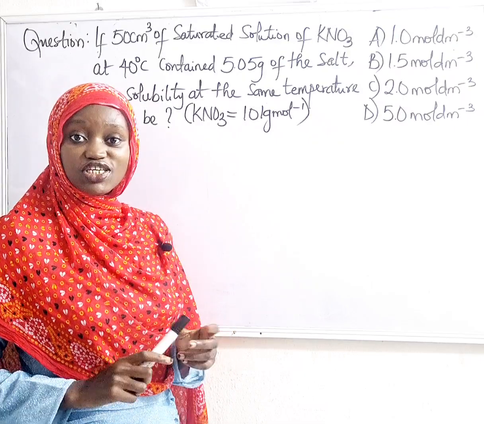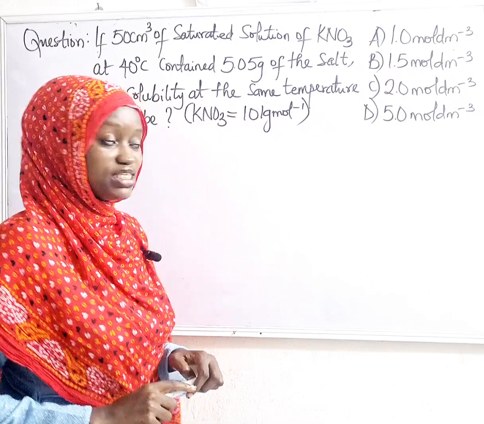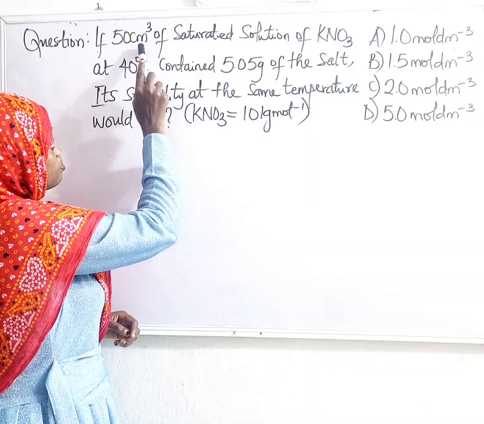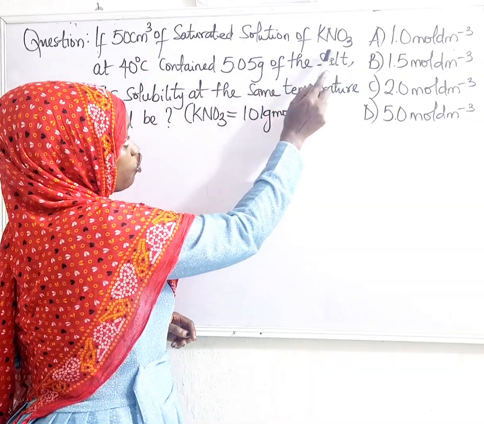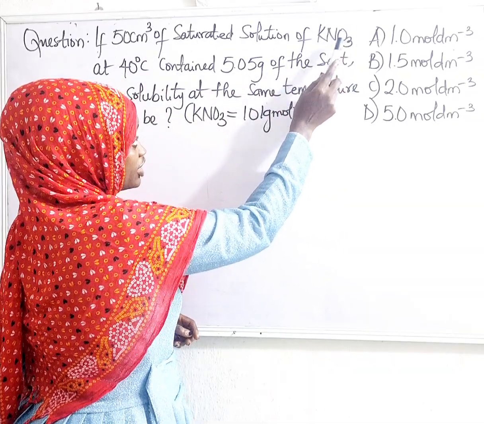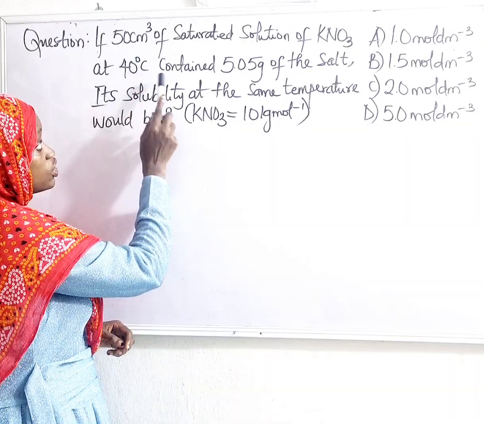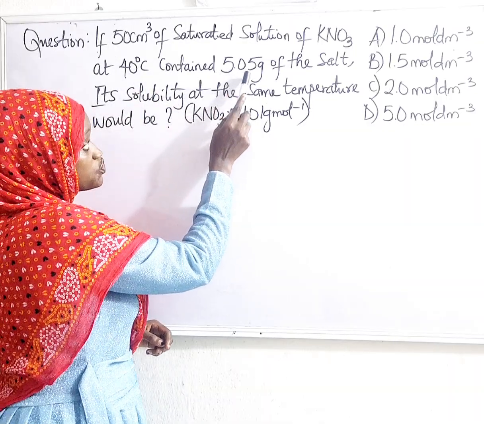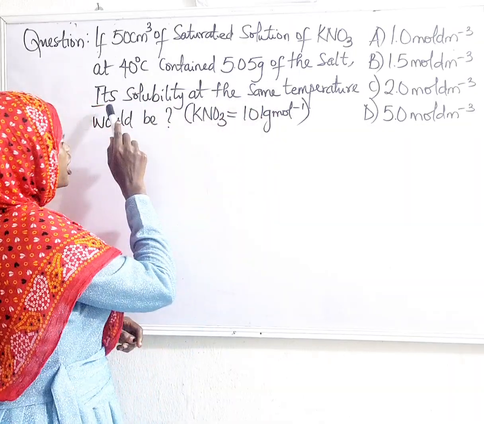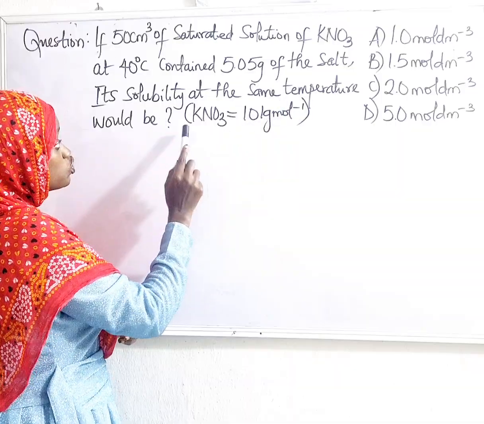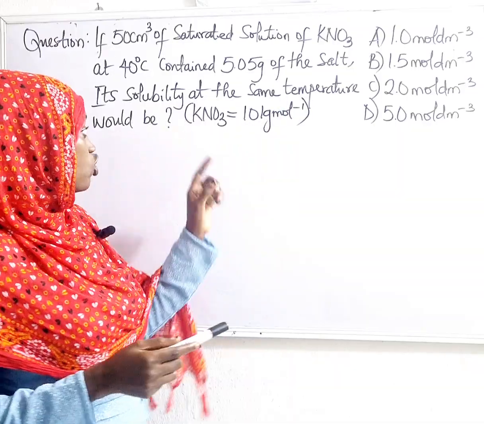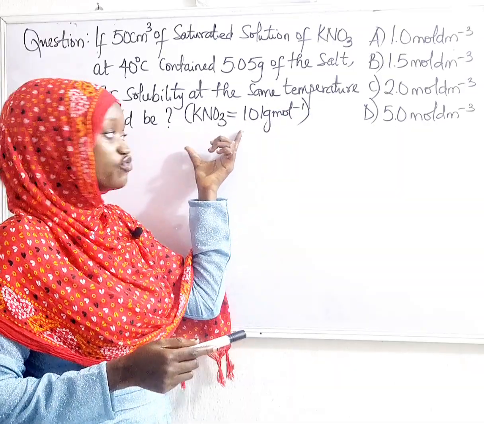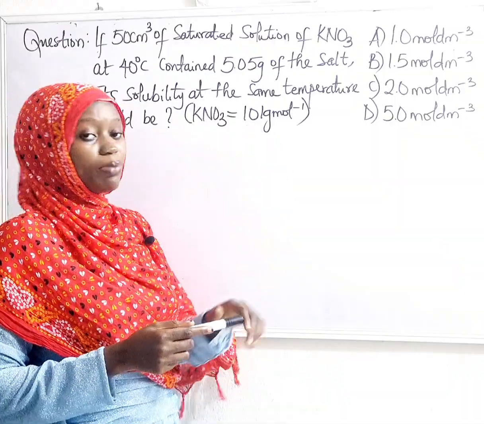Now, viewers, we have an interesting question to solve on solubility. It reads: a 50 centimeter cube of saturated solution of potassium trioxonitrate 5 at 40 degrees Celsius contains 5.05 grams of the salt. Its solubility at the same temperature would be, given the molar mass of the compound potassium trioxonitrate 5 as 101 gram per mole.